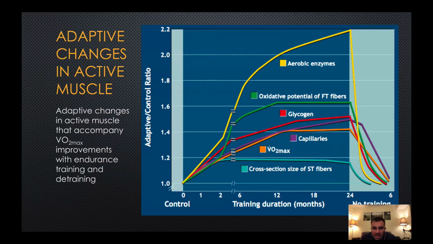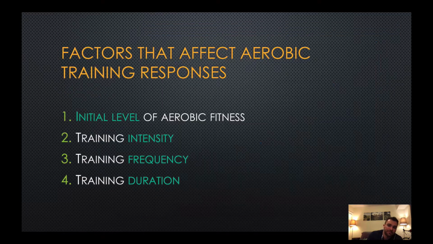But things like aerobic enzymes can continue, and the oxidative potential of those fast twitch fibers. Remember I said that fast twitch can start acting like slow twitch. Those fast twitch can start being more oxidative and kind of mimicking what a slow twitch fiber might do. Increasing capillary beds, capillary density. All these things can help play a role at the muscular level to improve your aerobic fitness. And as you see, within 6 months of no training, they all dive right back down.